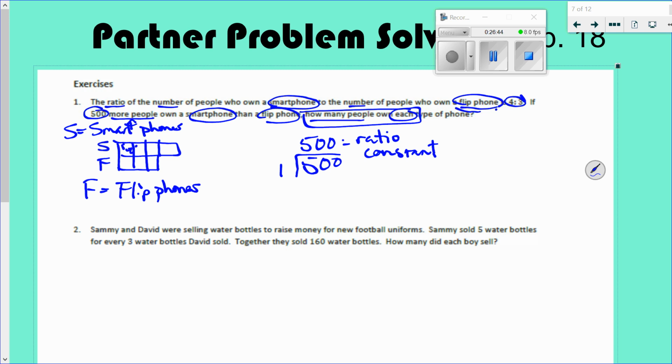Put it in every box. Should have made my numbers bigger, but hopefully you guys are seeing the concept. 500. So that means I have how many smartphones? And how many flip phones? Do not forget, we're doing word problems, so we put it in a full sentence.